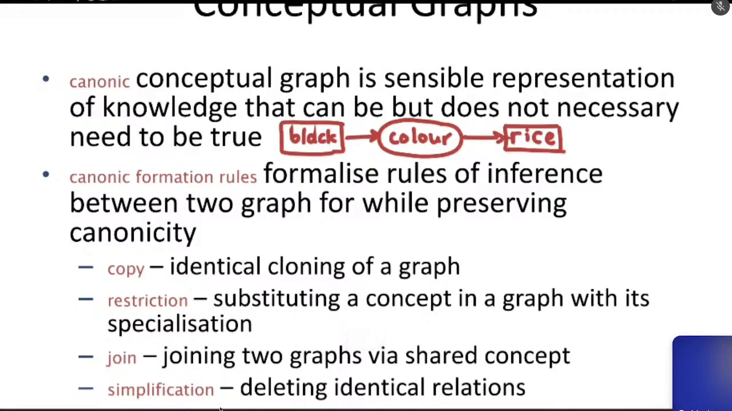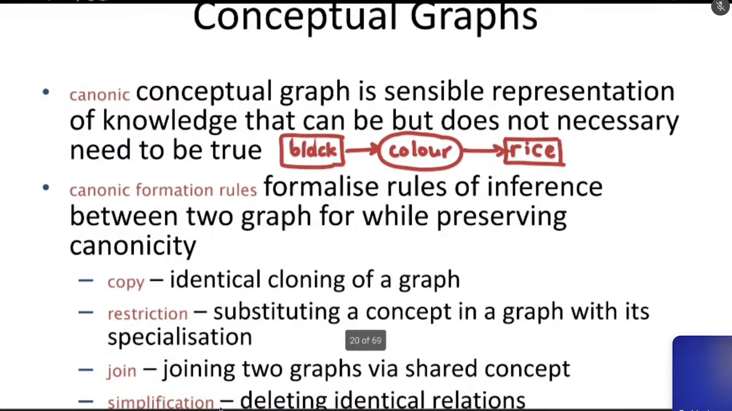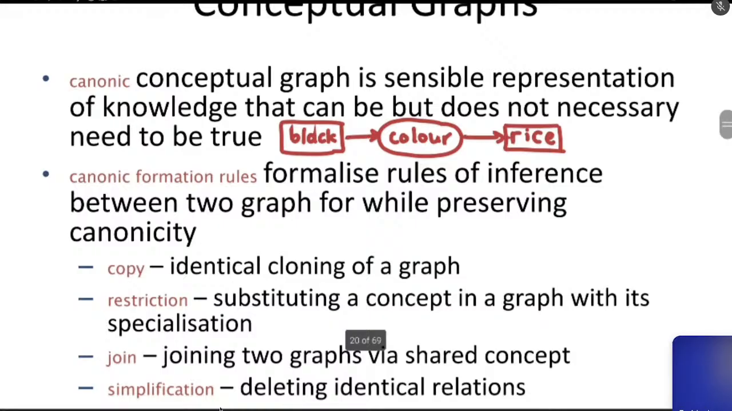Canonic conceptual graph. They're saying it is canonic if it is a sensible representation, but it need not be true. For example, black is the color of rice. See, this is a very sensible conceptual graph. You have concepts, you have relations. So this is a canonic conceptual graph, but the knowledge it contains is false, because the color of rice, at least the rice that they clean, is not black, so the information presented is false. But this is a canonic conceptual graph because it is a very sensible representation of knowledge.